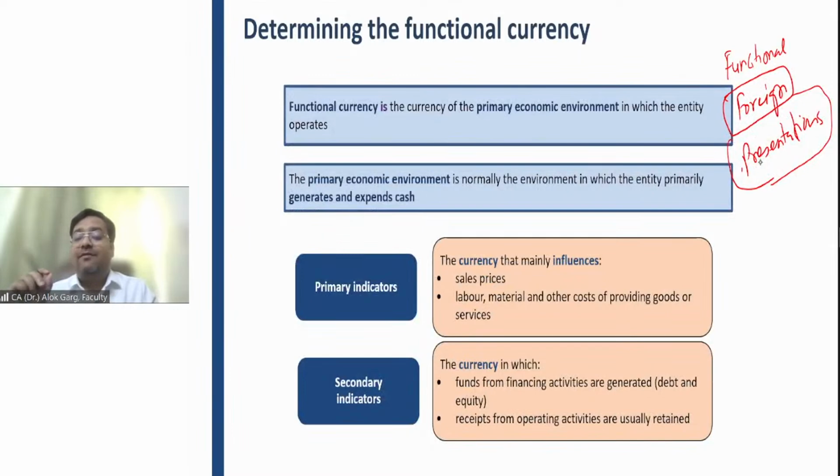Now the definition is: functional currency is the currency of the primary economic environment in which the entity operates. What is the difference between a local currency and a functional currency? Local currency is the currency of the geographical environment. For example, an entity, ABC Limited, has been incorporated in New Delhi in India. So ABC was incorporated in New Delhi in India under the Companies Act 2013, right?